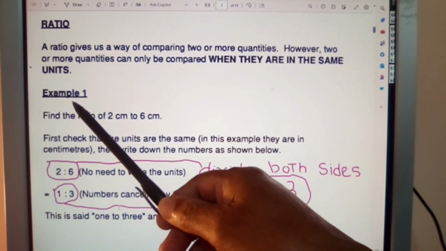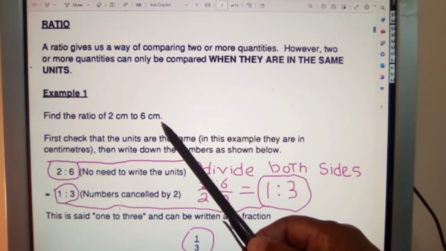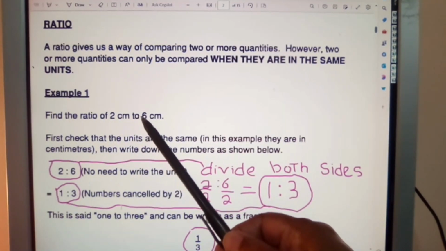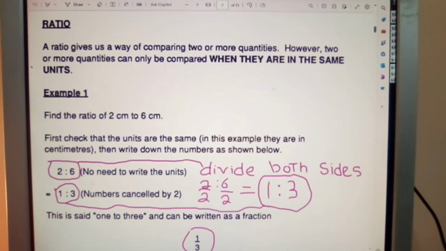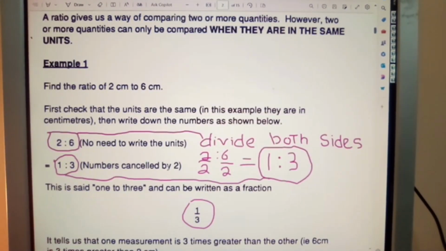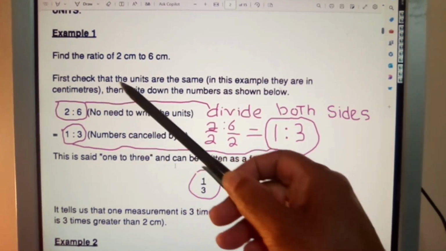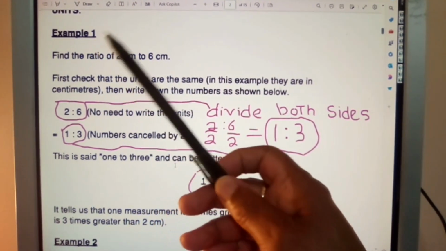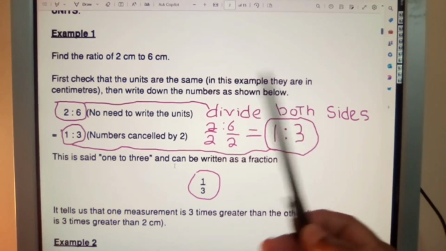Now let's look at example 1. Find the ratio of 2 centimeters to 6 centimeters. And what we're looking at is the comparison. What is the ratio? The first thing we need to do is to check that the units are the same. And we know the units are the same because it clearly states centimeters. In this example, they are in centimeters.